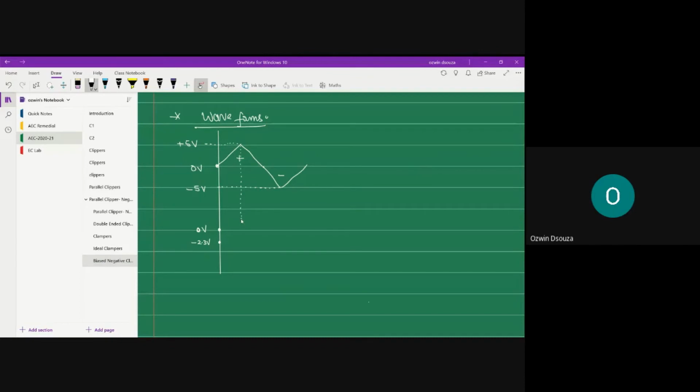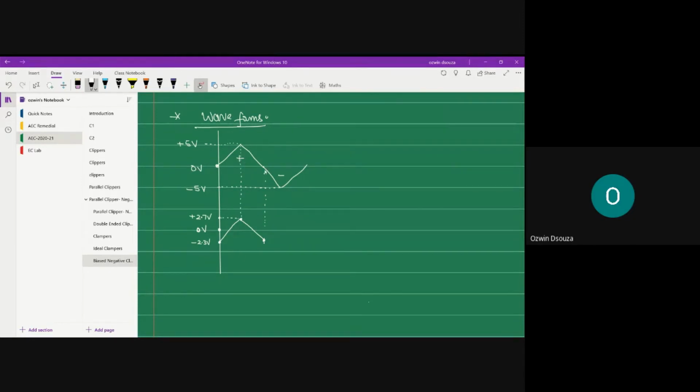And when your input is at plus 5 volt level, what will be the output? Plus 2.7. Mark that 2.7. This is plus 2.7. And similarly, when your input falls to 0, the output will be at minus 2.3 volts level. So that's your output for the positive half cycle of the input.